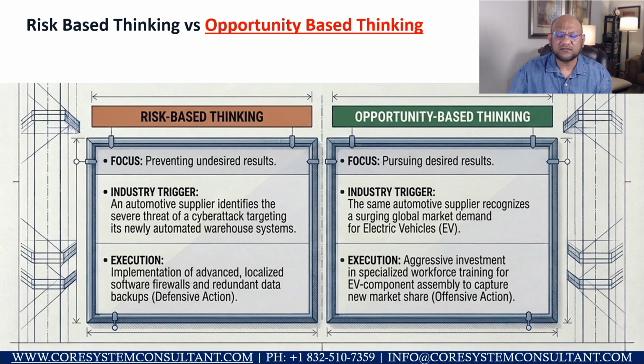So, just to give you an example, this was there in the previous standard. Now the standard has made it explicit. So companies need to think in terms of the opportunity, that how they are incorporating the opportunity-based thinking.